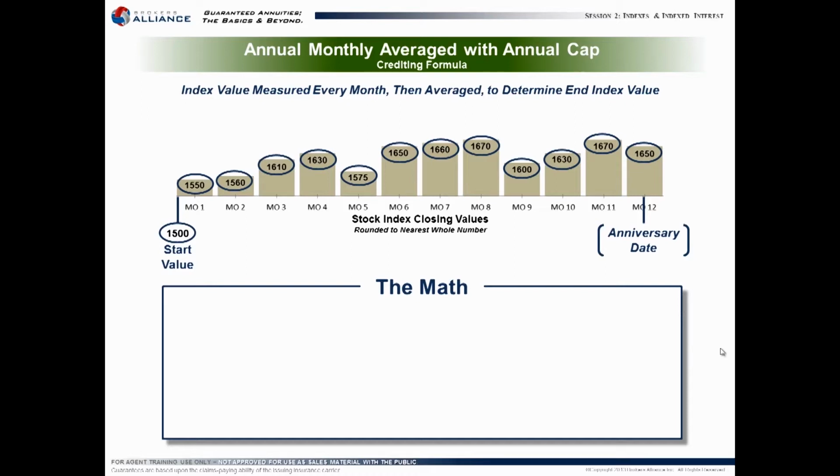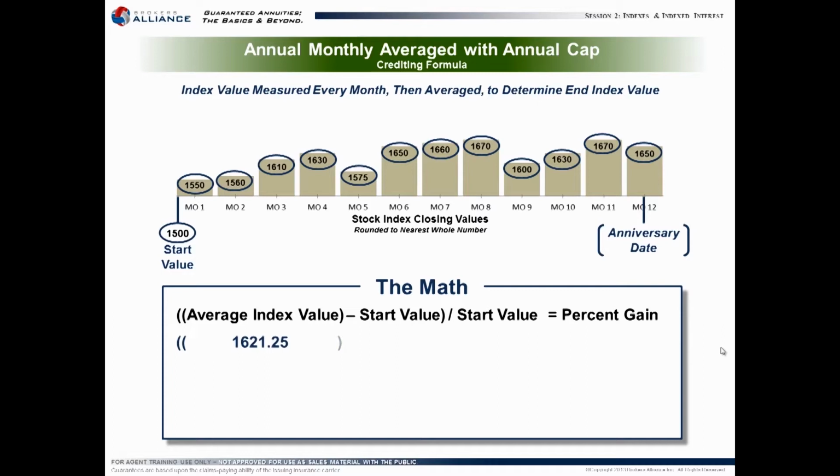So what's the math on this? Well, the math is simply this. We're going to take the average index value minus the starting value, and then that figure we're going to divide by the start value again, and that's going to give us our percentage gain in the index. So let's add some math to this.